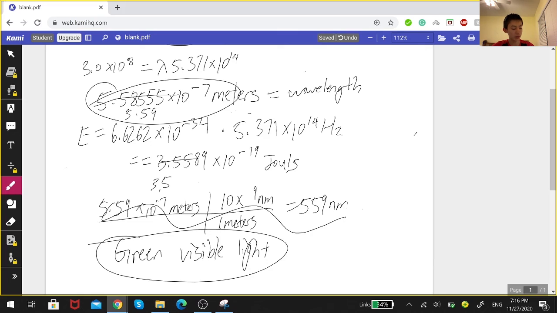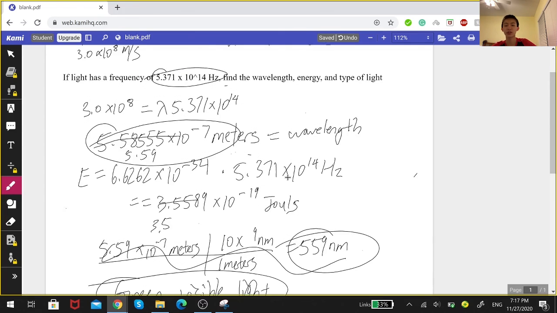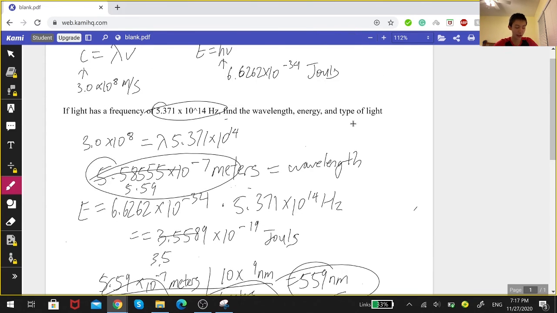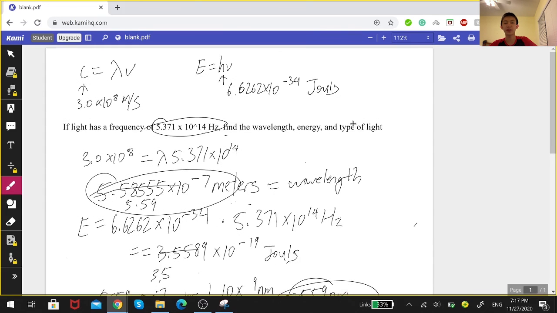And I found that by looking on the electromagnetic spectrum and hydrogen Bohr model. So 559 nm on the hydrogen Bohr model sits in the visible section. And if we look down there at 5.59 times 10 to the negative 7 meters, 5.59 belongs in between 5.7 and 4.9. So the color in between that is green. So this is how we found the answer to wavelength, energy, and type of light using the hydrogen Bohr model, electromagnetic spectrum, and our two formulas. Thank you for watching.